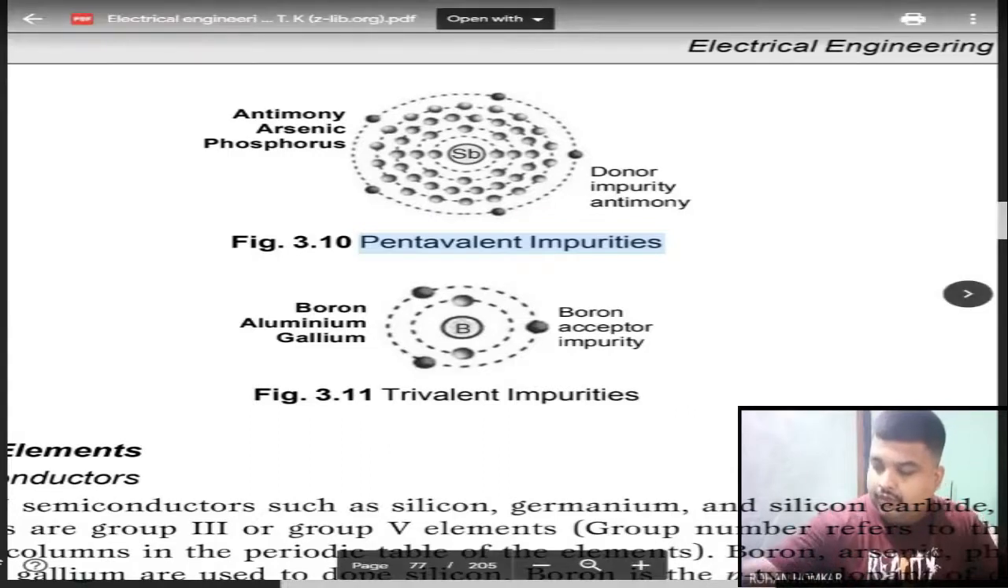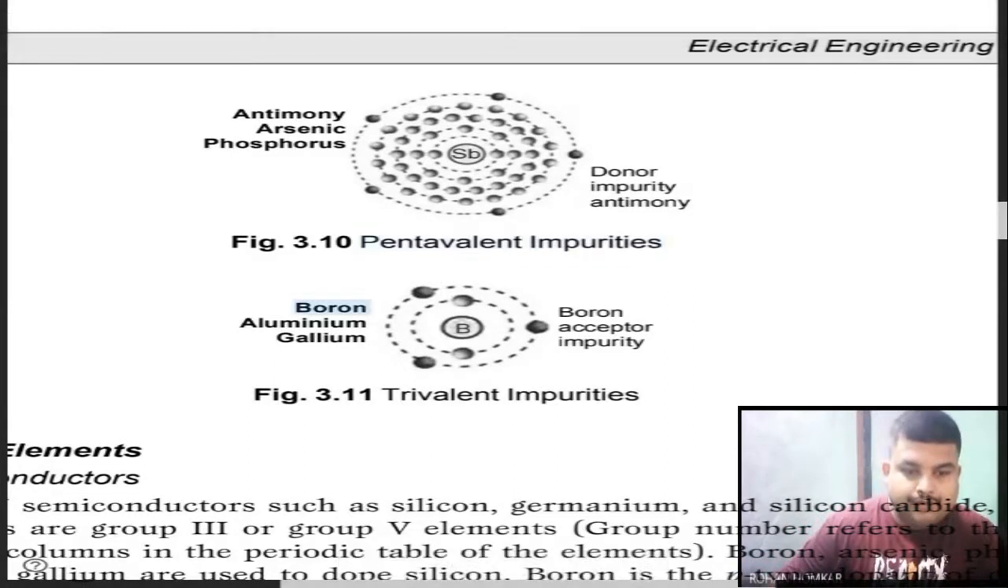Okay, so now when it's a boron impurity, boron or aluminium or gallium, which is also called an acceptor impurity, then it is a trivalent impurity. Okay, and the pentavalent impurity is a donor impurity. So can you see 3 electrons at the outermost orbit here? Okay, perfect.